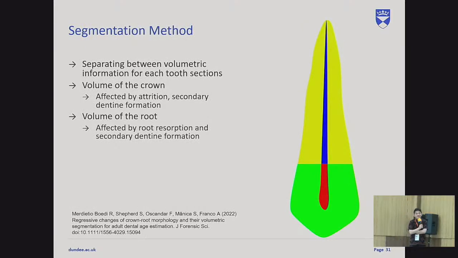And we propose the segmentation. This is the cake. We separate between the root and the crown. We now have the volume of the crown, which is affected by attrition and secondary dentin formation, and we now have the volume of the root. Those two need to be separated, in my opinion. Jadi kita pisahkan antara yang mahkota, karena mahkota kan kena atrisi dan secondary dentin, yang akar kita pisahkan juga, karena yang akar itu kena sama resolusi akar. So it should make sense.